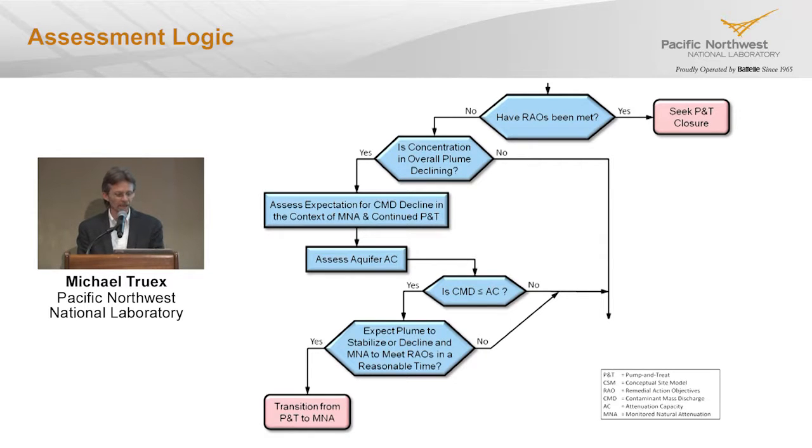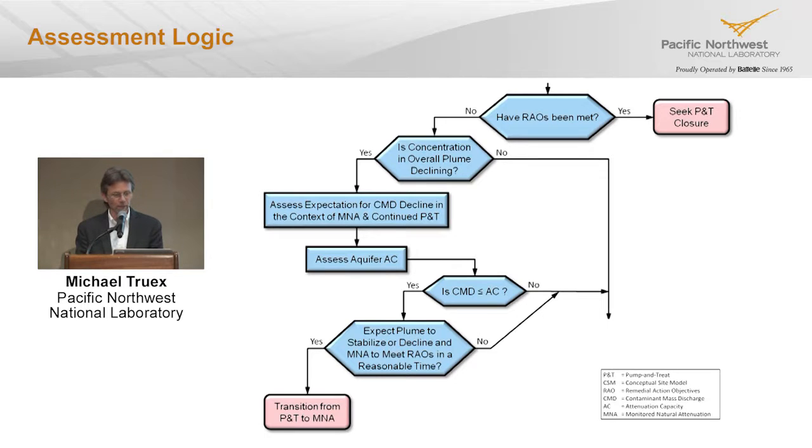And so that's what we get down to with this decision diamond: is your contaminant mass discharge greater or less than your attenuation capacity? If it's less, well, then M&A may be a suitable transition. If it's not, then you need to think about other things.